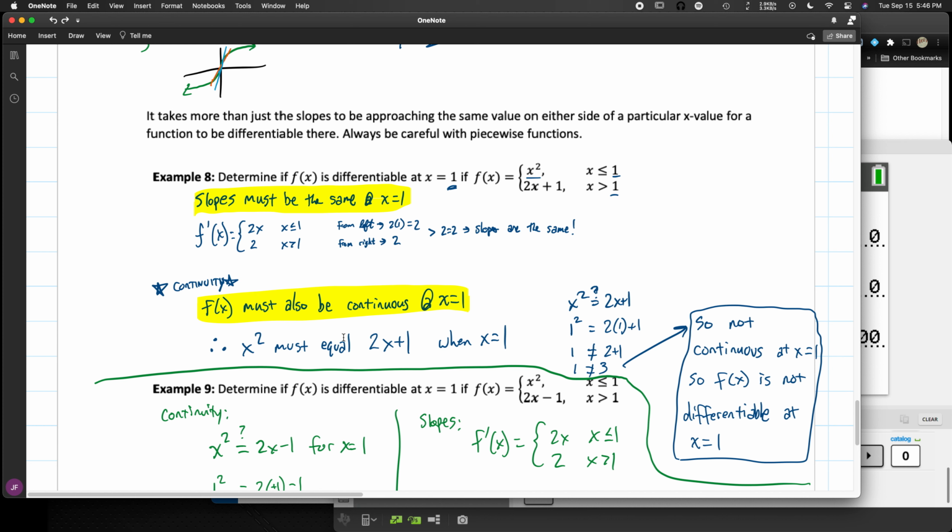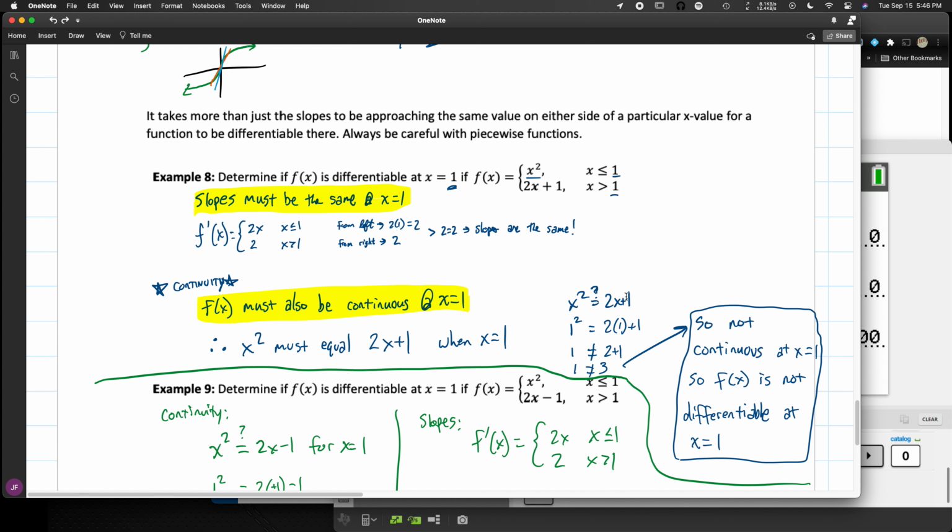All right, so x squared, our first piece, has to equal 2x plus 1 at that point where our piece is split. In this case, x equals 1. Or honestly, just whatever our point of interest is, which for these kinds of problems is typically going to be where our piece is split, but make sure you check on that.